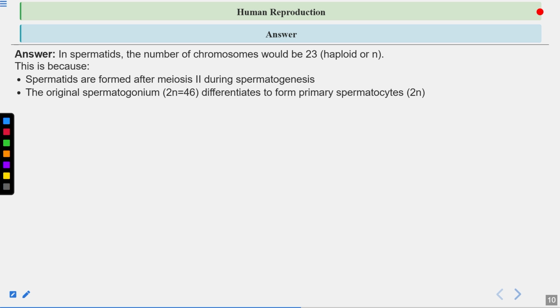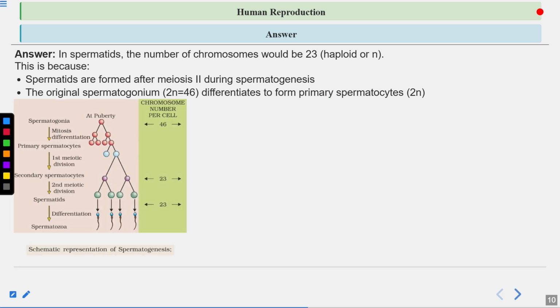Now what happens? The spermatogonium, which is diploid, contains 46 chromosomes. It differentiates to form primary spermatocytes, which are again diploid. Then from primary spermatocytes, secondary spermatocytes are formed, and then spermatids are formed, and then spermatids transform into spermatozoa. Now let's have a look at this schematic representation of spermatogenesis.